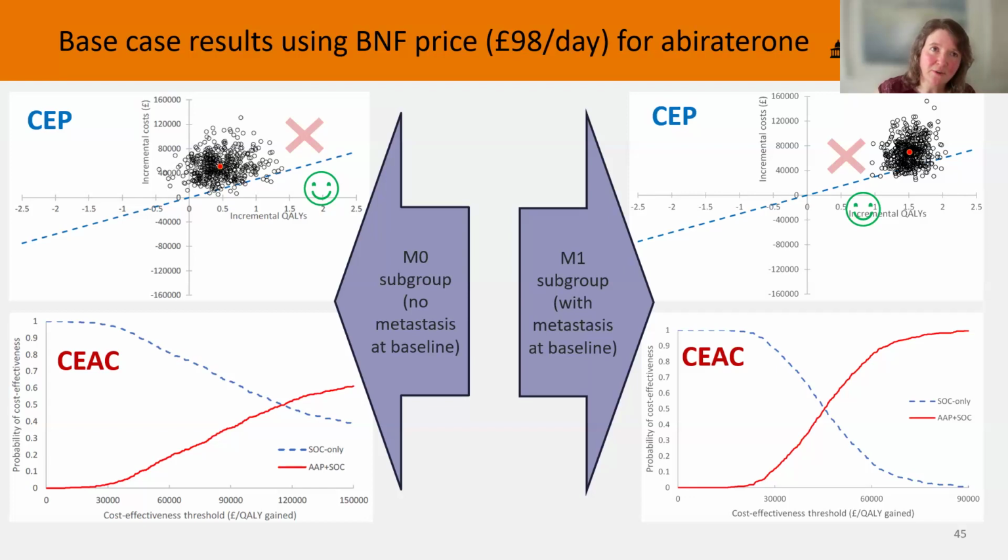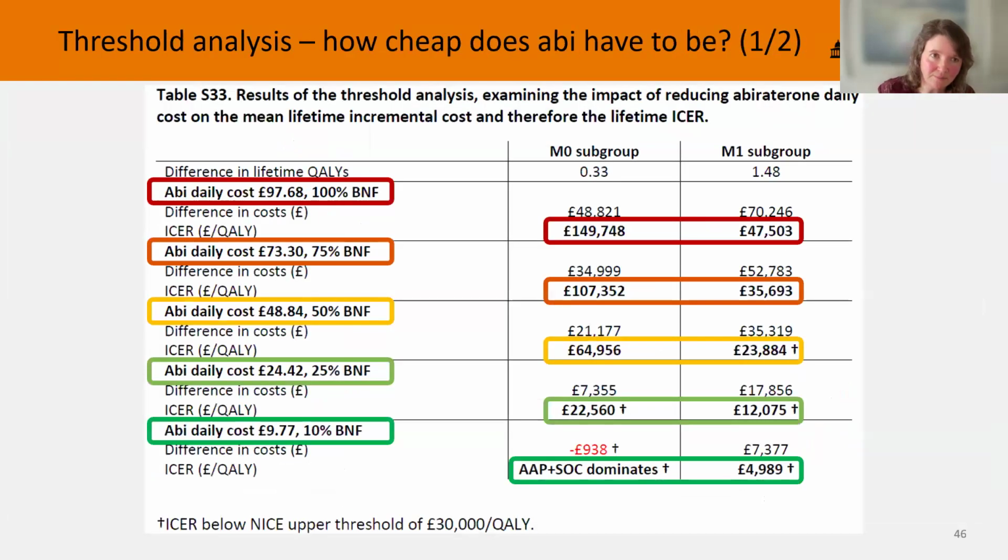But one thing we did know was that we had definitely used the wrong price. We were using the British National Formulary price because that was the only price we had, because the price of abiraterone to the NHS is confidential. So we didn't know what it was, and we couldn't put it in. So we did a threshold analysis. We put in different lower costs to work out how cheap abiraterone would have to be in order to be cost effective. And it turns out it could even be cost saving.